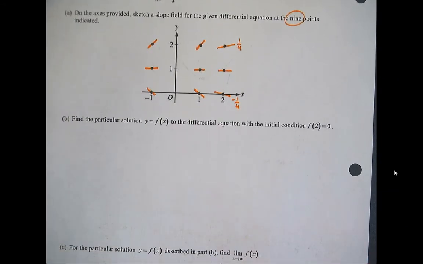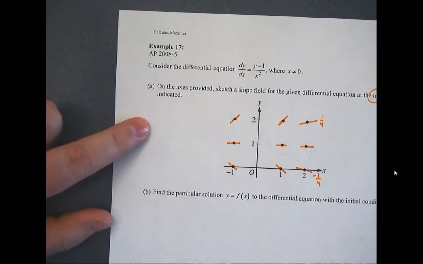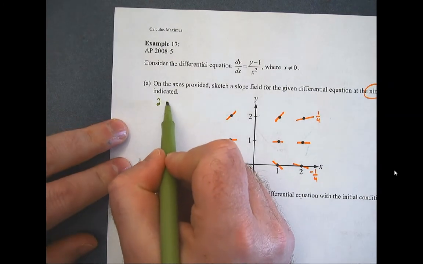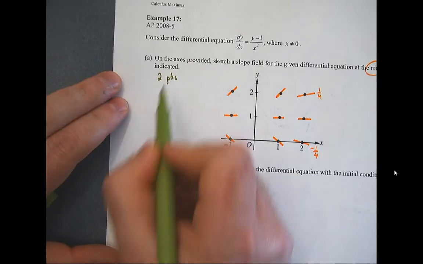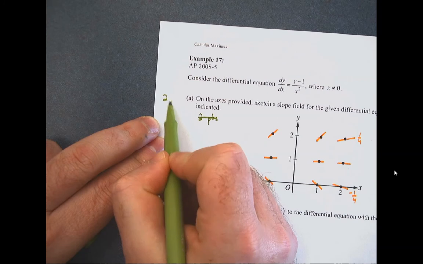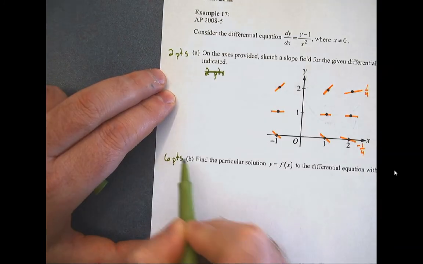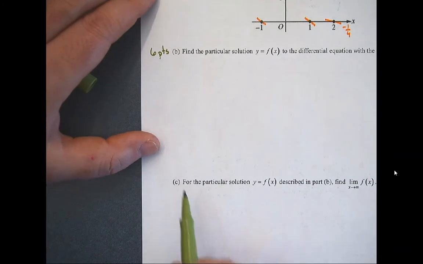Find the particular solution of the differential equation with the initial condition f of 2 equals 0. So we could solve this by parts. Now, according to Corpy, he says this would be worth 2 points already. So you sketch that, you got 2 points. He said down here, I'm going to actually draw it over here, this would be worth 2 points. He felt this section would be worth 6 points. And then this section would be worth 1 point.